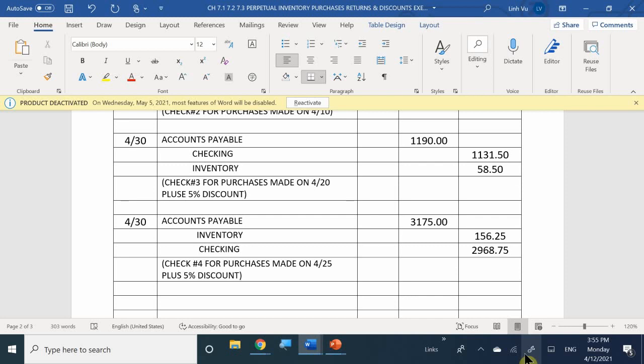Okay. Excellent. Any questions? Okay. So like I said, this is, again, easy peasy. As long as we know everything goes into inventory, any returns, any allowances, any discounts, they're all directly going to come right out of inventory. Okay? Good.